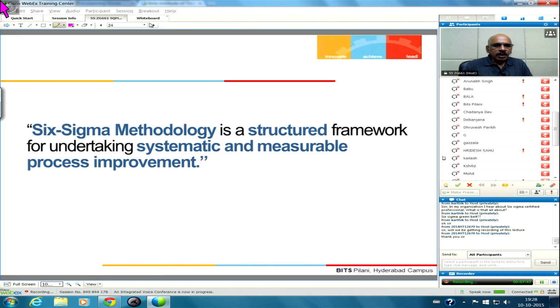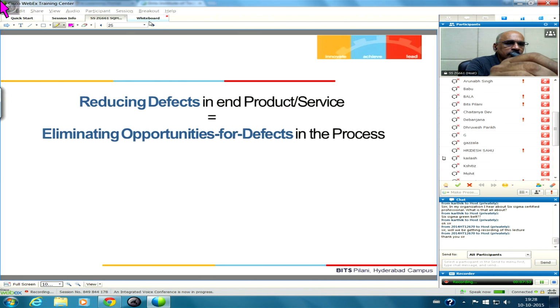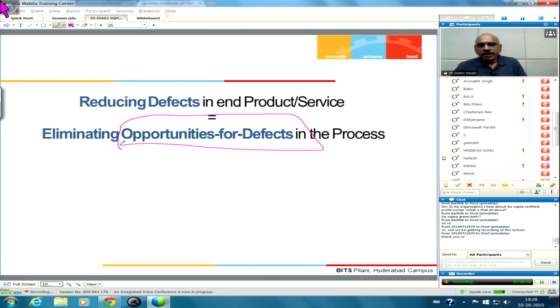I think I have already explained, it is a structured framework for undertaking systematic and measurable process improvement. Reducing defects in the end product or service is the same as eliminating opportunities for defects. So the whole thinking in Six Sigma is, how do I eliminate the opportunities for defects? How do I improve the process so that the opportunities for defects do not exist at all?